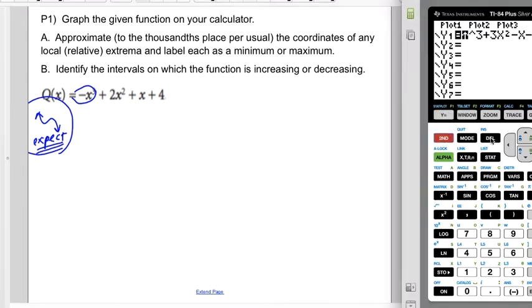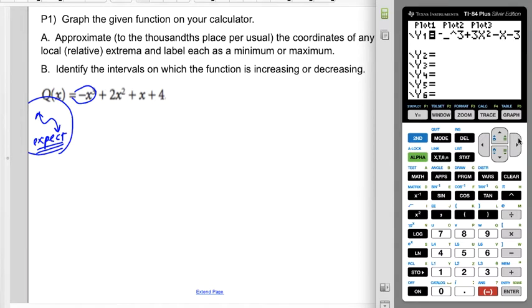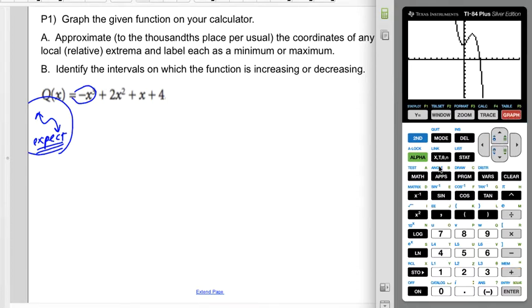So I'm going to go ahead and second insert because it's easier than typing over there. So second insert. And it's a plus 2x squared this time, so I can just type over that 2 plus an x and then plus a 4. All right, I'm going to go ahead and graph. And sure enough, that's exactly what I was expecting.